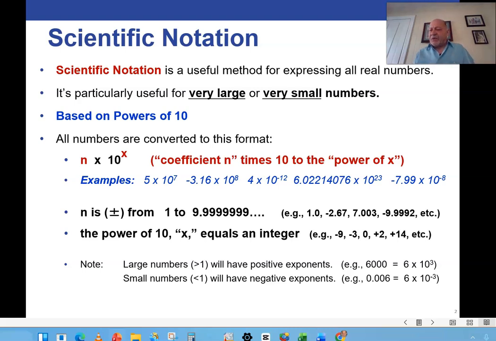And we don't usually write the positive when it's positive 3. Small numbers, in other words, numbers less than 1, will have negative exponents of 10. For example, 0.006 is equal to 6 times 10 to the minus 3. And we'll go over how you would determine these.